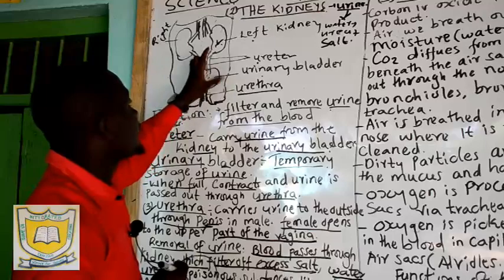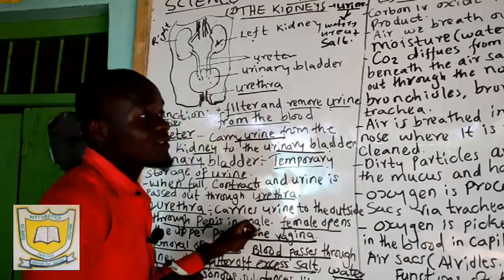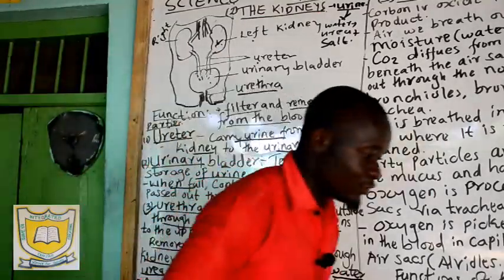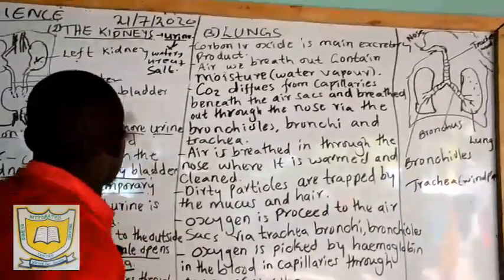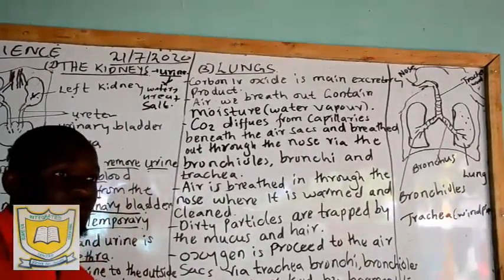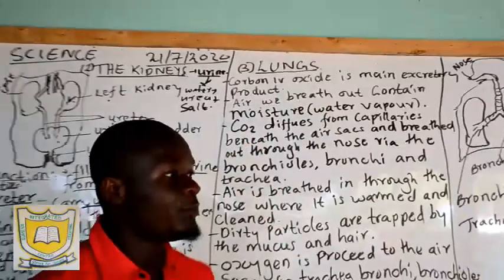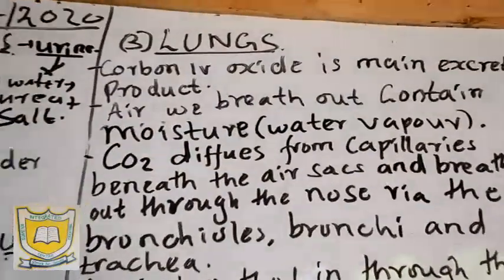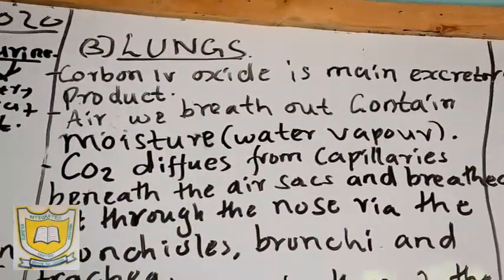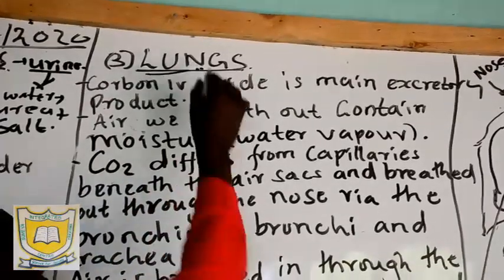So you must begin with the parts, then the process of removal of that urine. Now that is the second part of the excretory organs. Now we are moving to the third part of the excretory organs, and that is the lungs. We are going to discuss the lungs.